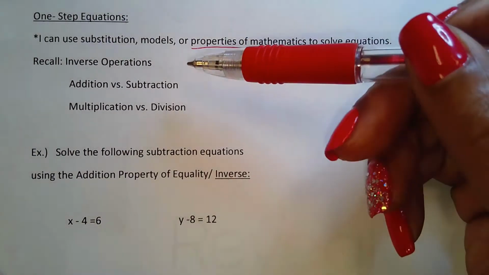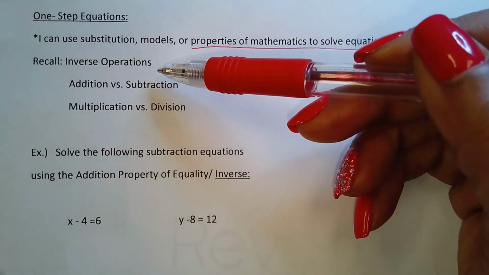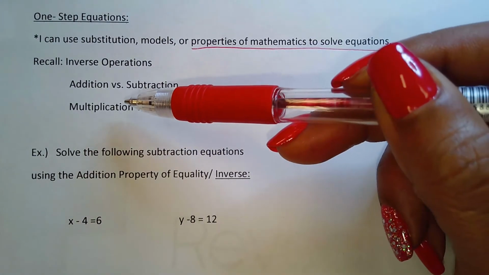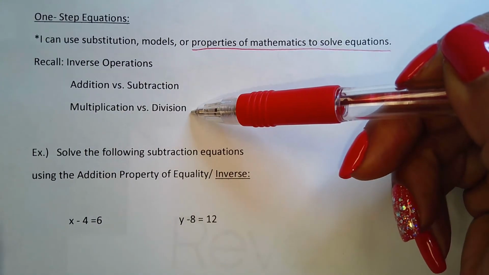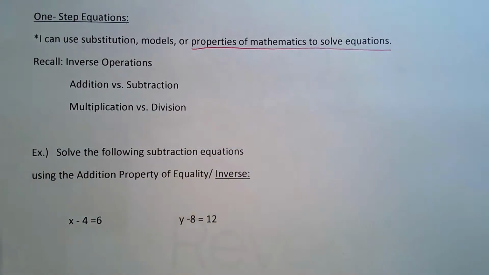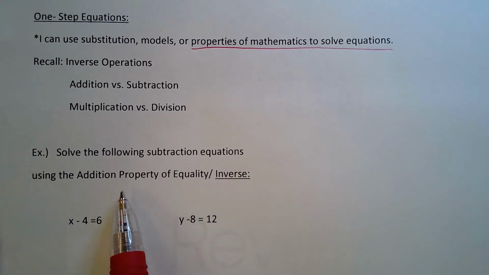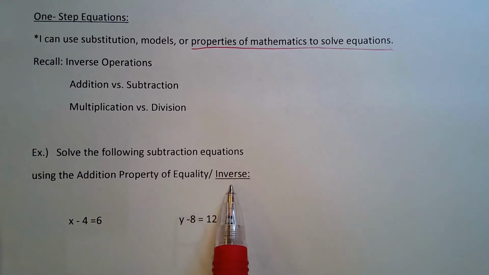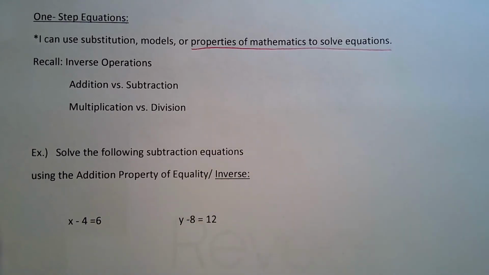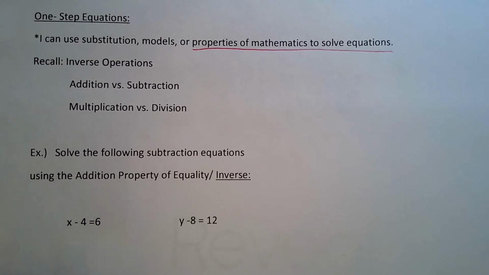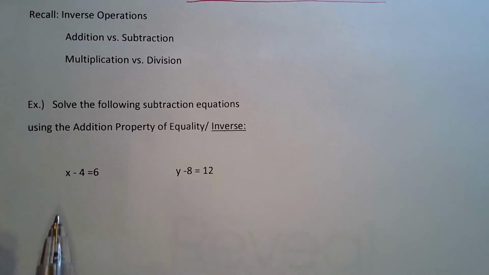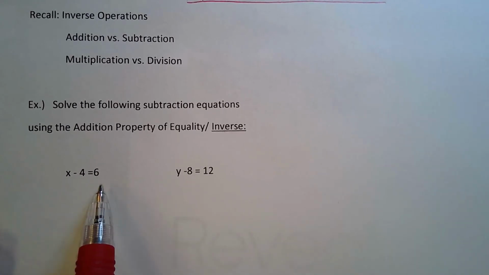All right. First, I need for you to recall that inverse operations are addition and subtraction, and multiplication and division. We're going to use that to solve the following subtraction equations. And the other term that means inverse is the addition property of equality, which is basically the same thing as using your inverse operation. So let's just jump right into our first equation, which is going to be x minus 4 equals 6.